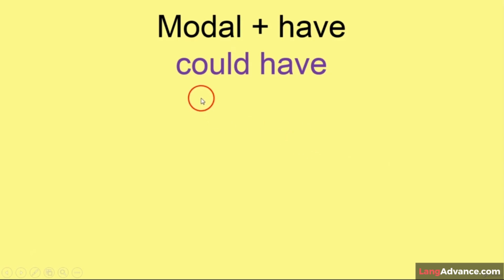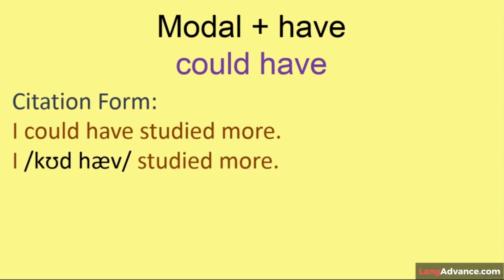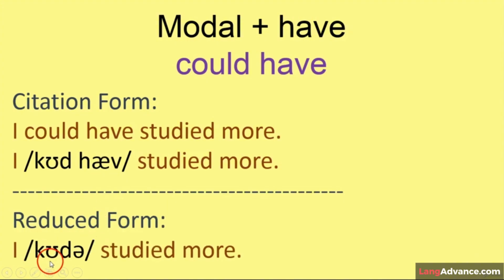Now let's look at could have. Here we have the sentence, I could have studied more. Repeat after me. I could have studied more. Here is how could have looks like in citation form using IPA. But in reduced form, we reduce it to coulda.